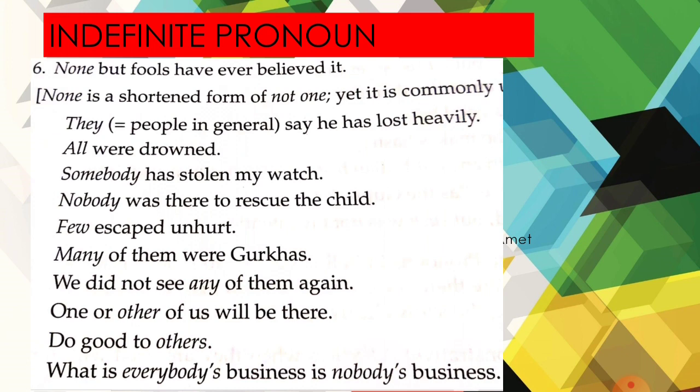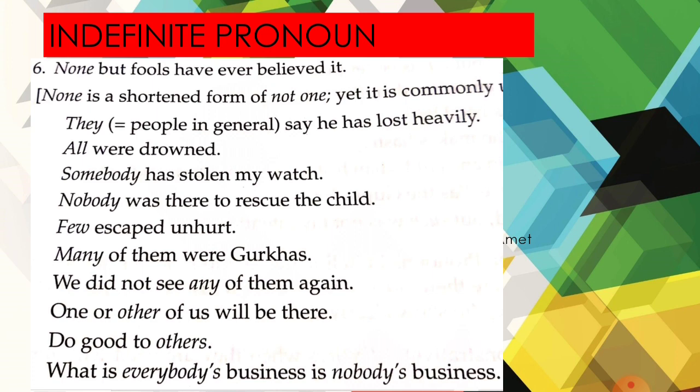See the examples here. None but fools have ever believed it. So, none is a shortened form of not one. And remember here, a plural verb goes with none. They say he has lost heavily. Now, they is used here as indefinite because they means people in general. There is not a particular person or a specific group of people. It is just they in general. All were drowned. Again, it is indefinite.